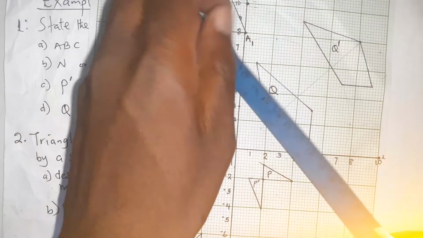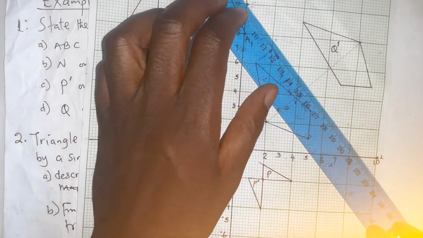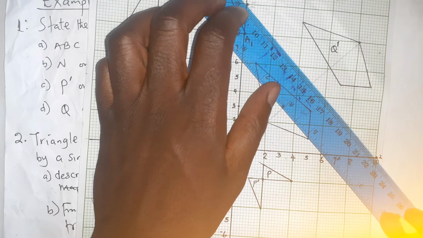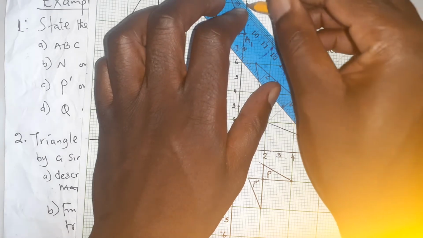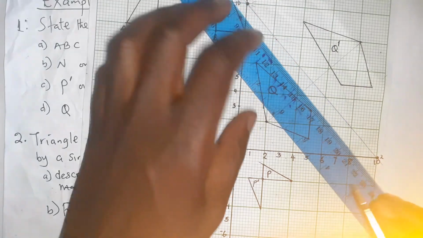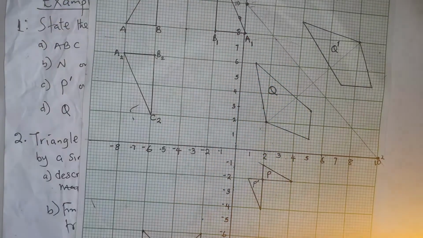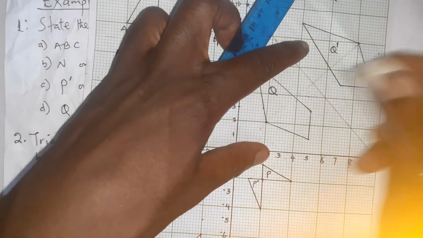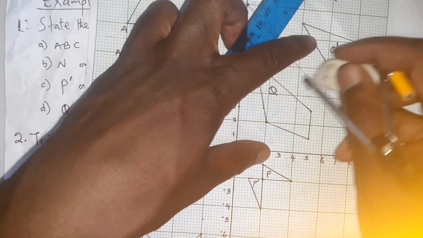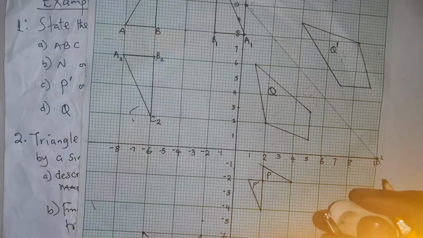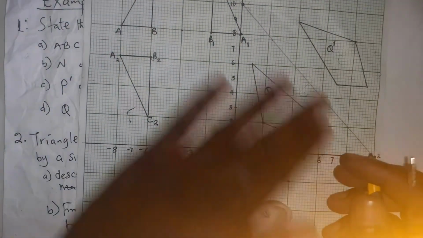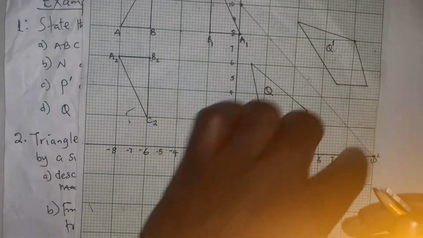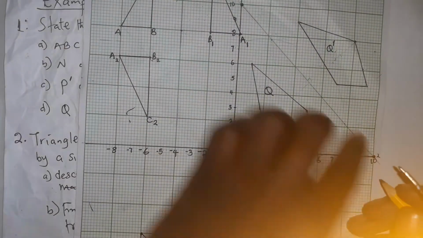Okay, this is why we're saying we can now join these points. Okay, so we have this point and this one, so we can join them. So when you join them, remember this line, we were just using it to bisect. We don't need this line. Then we know that this is the mirror line, this line that we have drawn.